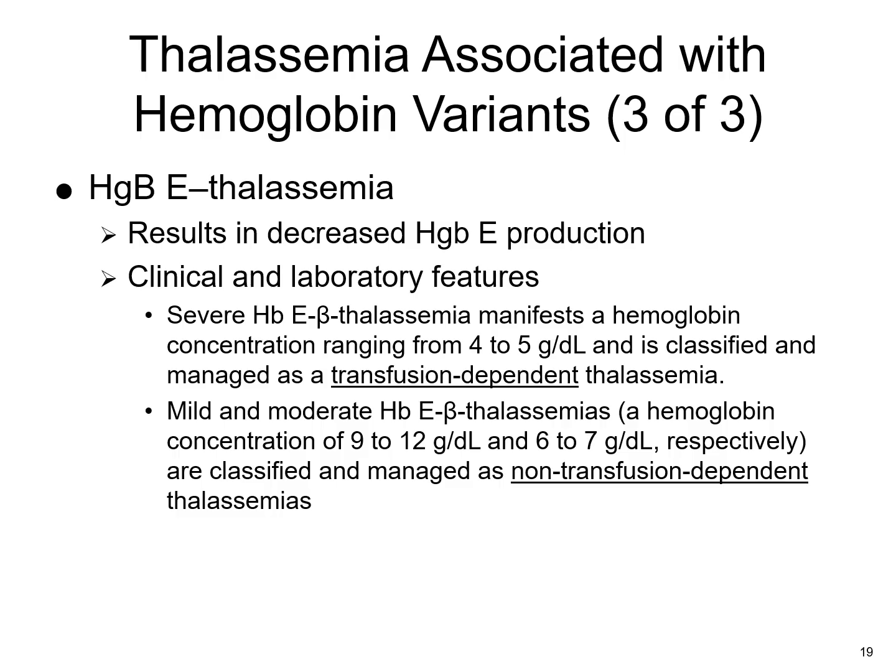There's also mild to moderate forms of hemoglobin E beta thalassemia. Their hemoglobin levels range from 9 to 12 and sometimes even down to 6 to 10 respectively. Patients with these forms generally have less severe symptoms and are classified and managed as non-transfusion dependent thalassemias.